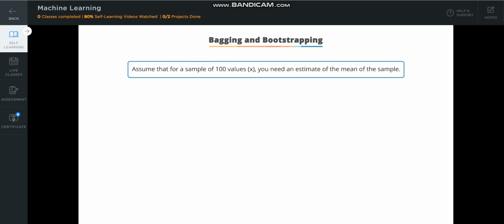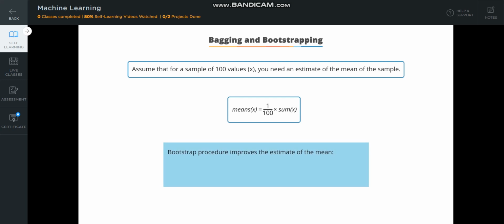Let's assume we have a sample of 100 values, x, and we'd like to get an estimate of the mean of the sample. We can directly calculate the mean from the sample as mean of x equals 1 over 100 times sum of x. We know that our sample is small and that our mean has error in it, so we can use the bootstrap procedure to improve the estimate of our mean.